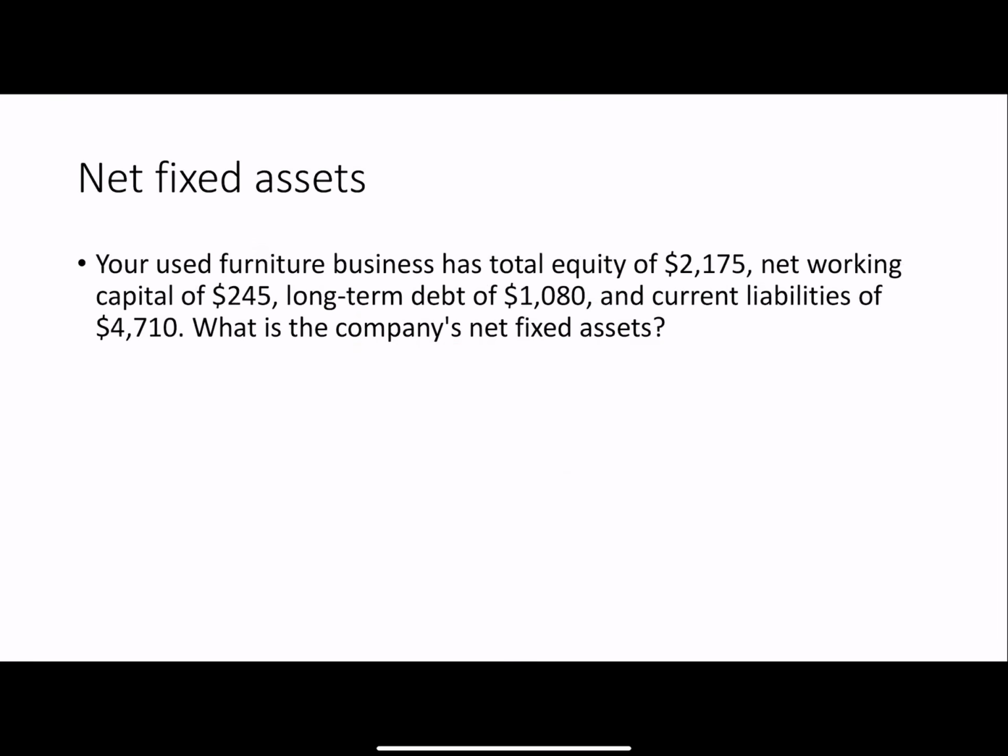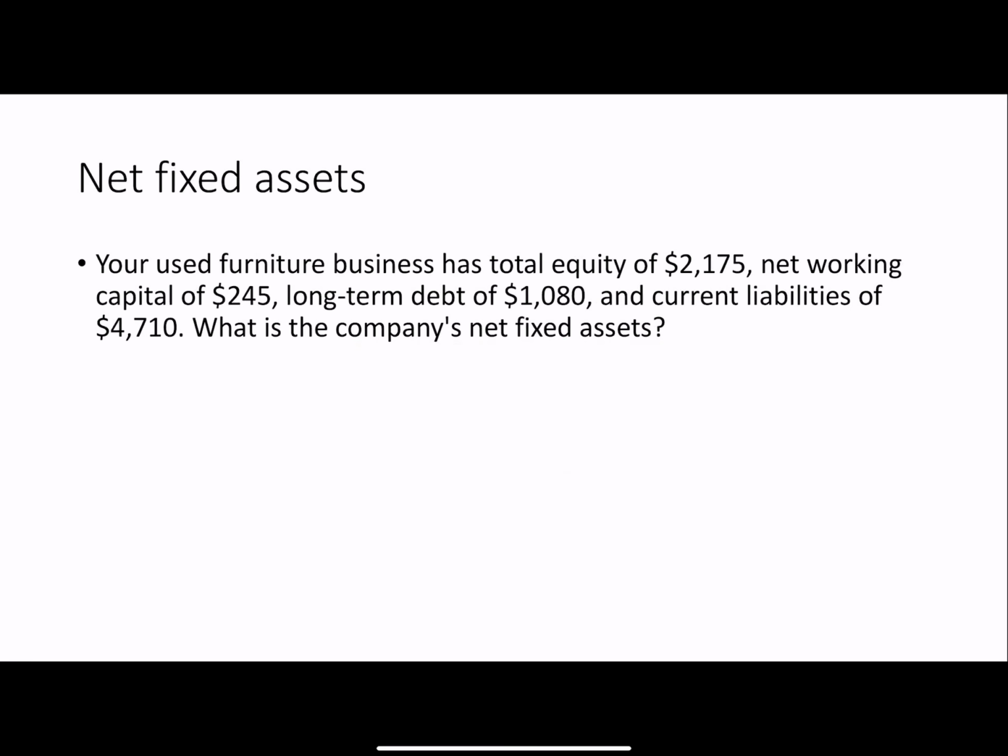Next problem. Calculating net fixed assets. All right, so your used furniture business has total equity of $2,175, net working capital of $245, and long-term debt of $1,080, and current liabilities of $4,710. And we are asked, what is the company's net fixed assets?